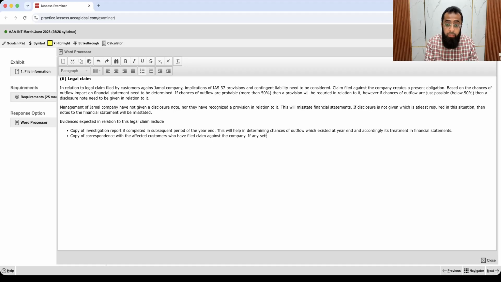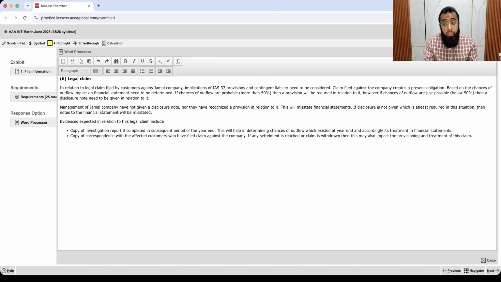If any settlement is reached or claim is withdrawn, then this may also impact the provisioning and treatment of this claim. Okay? Copy of investigation report if that gets completed, copy of correspondence with affected customers, maybe a copy of legal opinion because it's a legal claim, what lawyers think in relation to this matter. What is their opinion in relation to this thing? Are you getting my point? So a copy of correspondence with lawyers can be a good evidence.